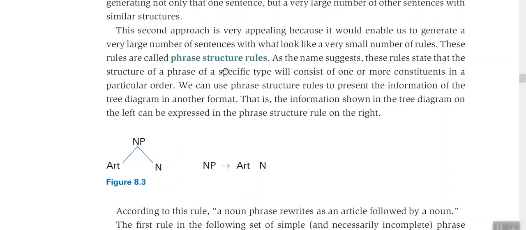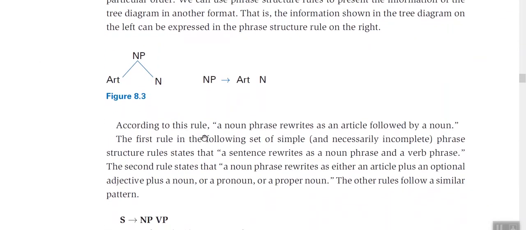So when we say phrase structure rules, how many phrases do we have? We are going to talk about this. For example, here: noun phrase, article, noun. According to this rule, a noun phrase rewrites as an article followed by a noun.